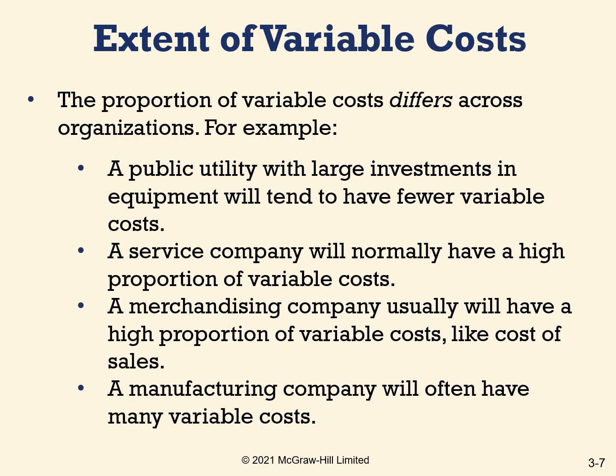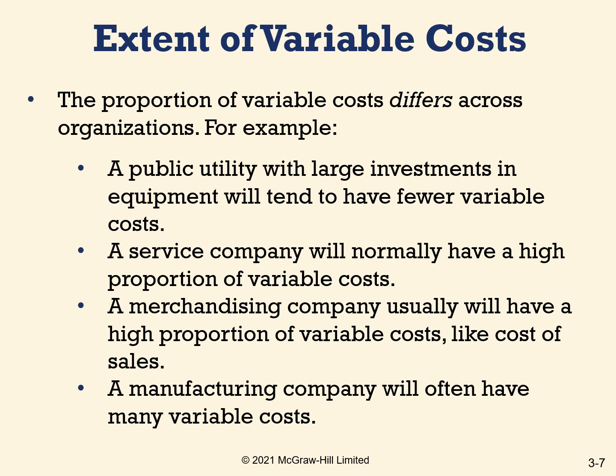The extent of variable cost, the proportion of variable cost, differs across organizations. Every different kind of organization will have a different spread of variable cost. For example, a public utility with large investments in equipment will tend to have fewer variable costs. A service company will normally have a high proportion of variable costs. A merchandising company will usually have a high proportion of variable costs, like cost of sales. So again, you're incurring costs as you sell them on a per unit basis.